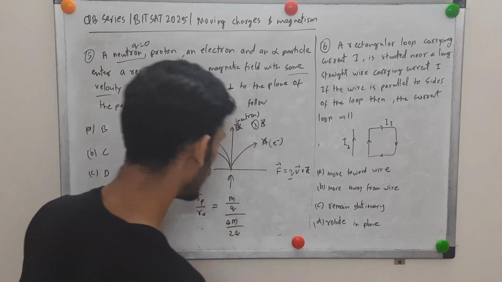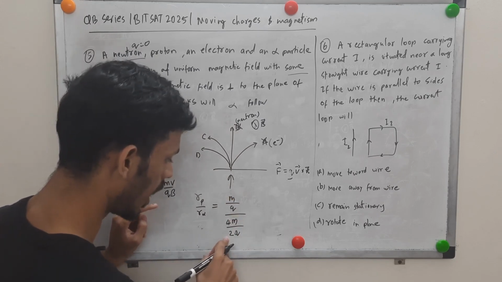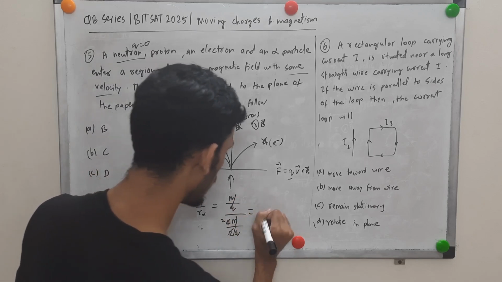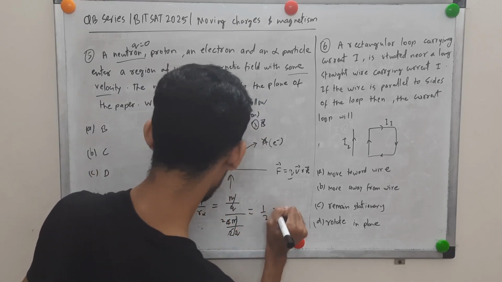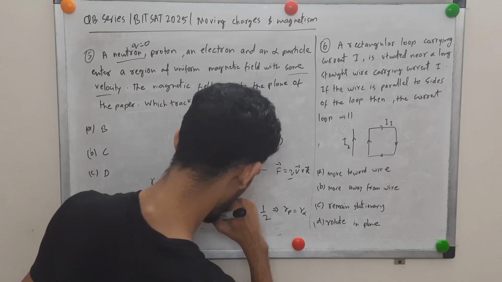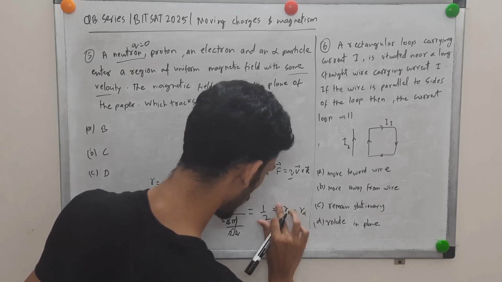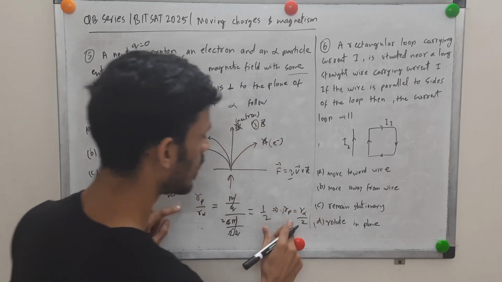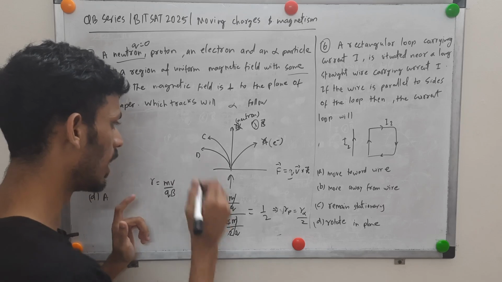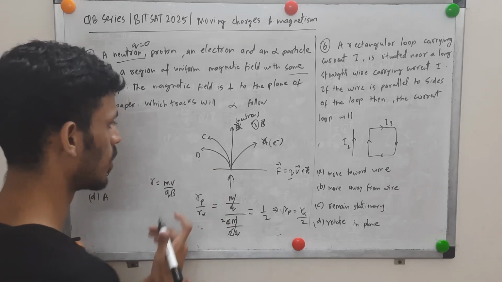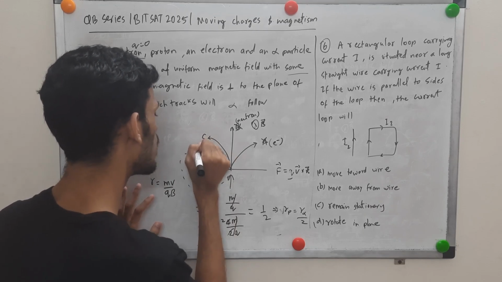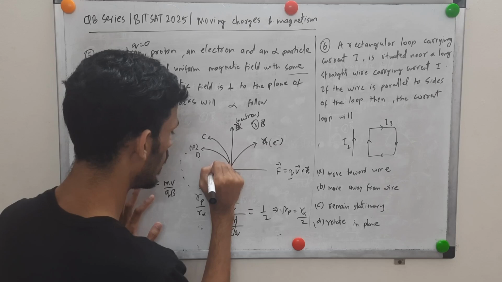4 times the mass of the proton and 2 times the charge. So m by q cancels, and we have a factor of 2. So the radius of the proton is half that of the alpha particle, or the radius of the alpha particle is 2 times the radius of the proton. So the radius of the proton is smaller, so this one is the proton, because the radius for it is smaller.